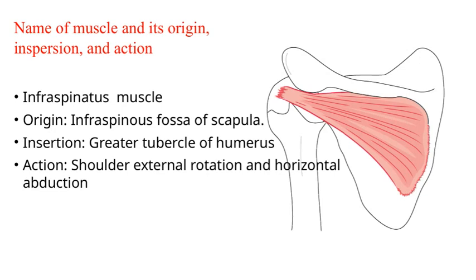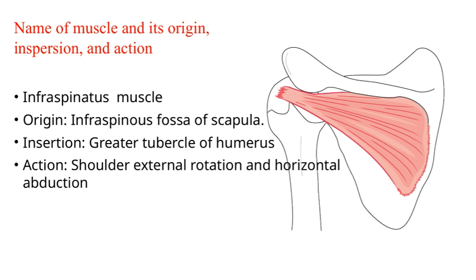The infraspinatus muscle is an important part of the rotator cuff group. It originates from the infraspinous fossa of the scapula, which is the shallow depression located below the spine of the scapula. From there, it inserts onto the greater tubercle of the humerus, which is a prominent bump on the upper arm bone. This muscle plays a key role in shoulder movement, specifically in external rotation, which is turning the arm outward, and horizontal abduction, which involves moving the arm away from the midline horizontally.